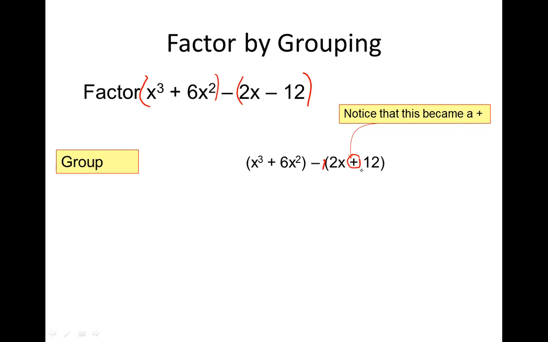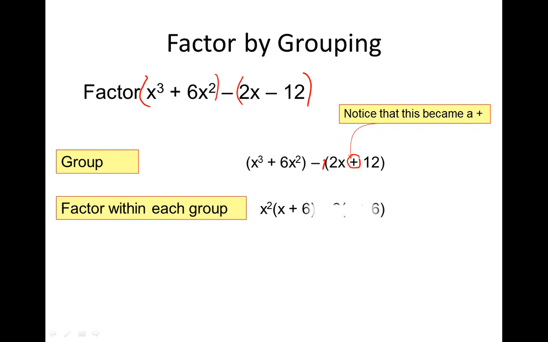Now what do I do? Let's factor within each group. So within this first group, I'm going to pull out the x squared. Within this second group, I pull out what I can pull out, which is just a 2. Now what happens? Notice that this right here, x plus 6, x plus 6. If that doesn't work out, I cannot do factoring by grouping. This has to match exactly, x plus 6 and x plus 6. So I can pull out an x plus 6.